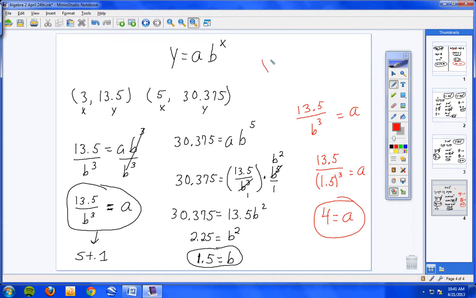So write your answer. y equals a, so I'm going to put a 4, and then b, put parentheses, 1.5, all of that to the x power. You did it. Not a long video, okay?